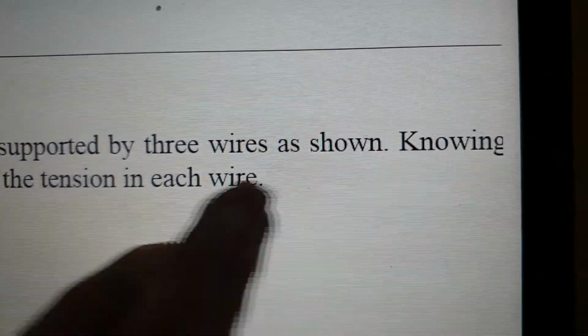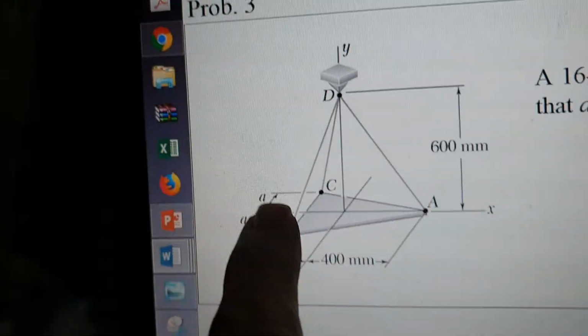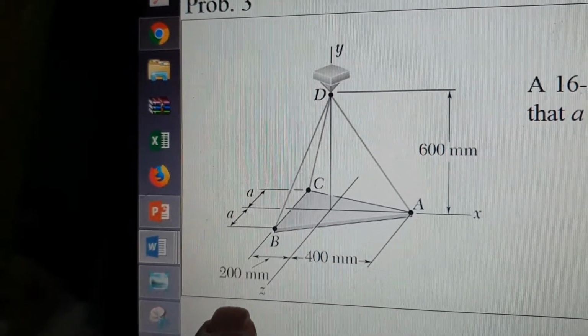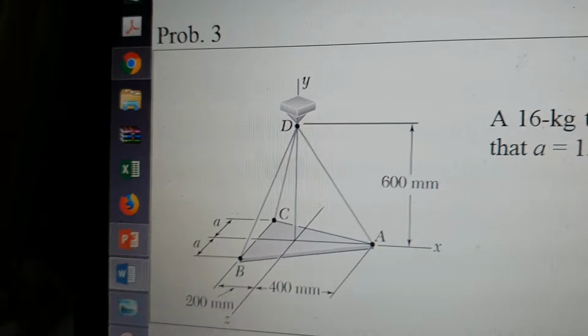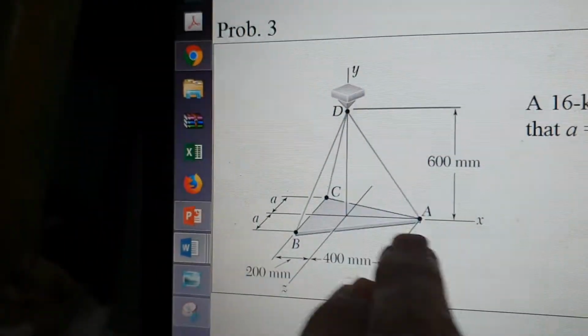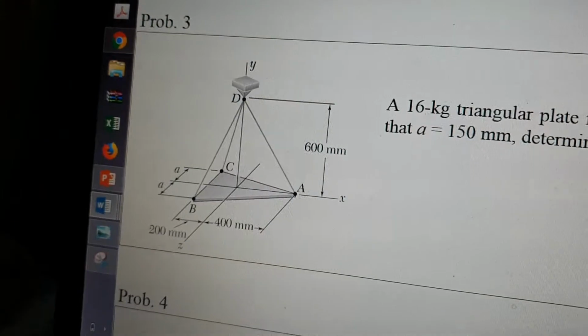3 wires are shown, knowing that a is 150 millimeters. Look at a. A is 150 millimeter, 150 millimeter. And here is 200 millimeter, and there 400 millimeter, 600 millimeter height. Determine the tension in each wire. So you need to know what is the tension in each wire.